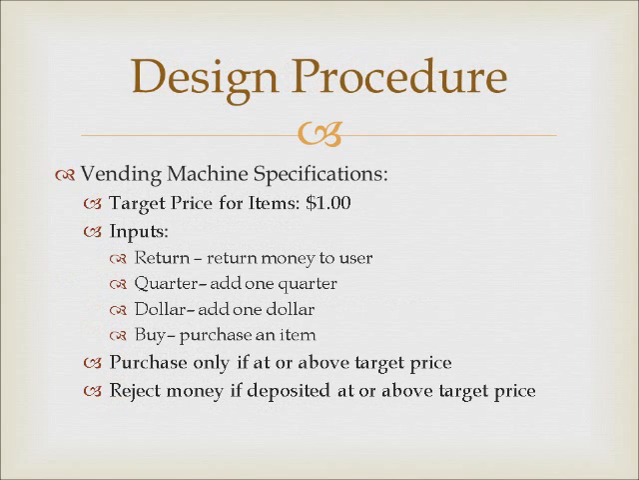The team chose the following specifications. The target price for an item would be $1. The inputs would be return, quarter, dollar, and buy. A purchase would only be able to be made if we were at or above the target price, and adding additional money would have no effect, which means that any money will be rejected and returned to the user.